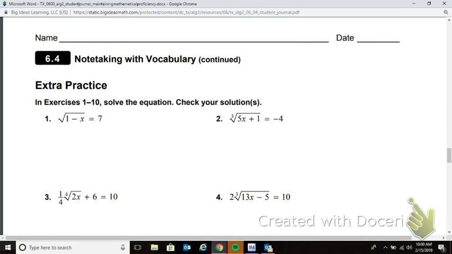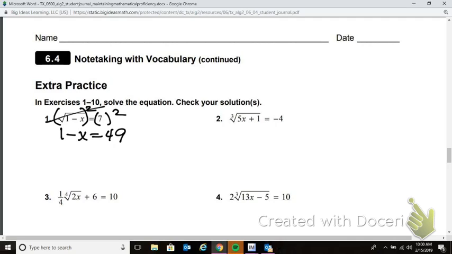We are on page 172 of your student journal on lesson 6.4, solving radical equations. So the first step is to make sure the radical expression is by itself, which on number 1 it is. The second step, we're going to raise the expression to the same power as the index. So we will square both sides of the equation. That cancels the radical.